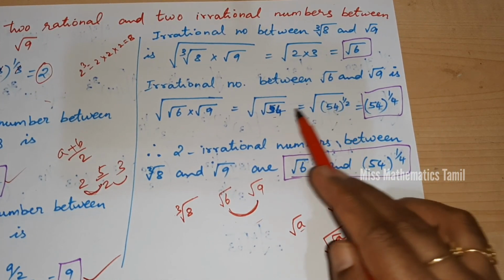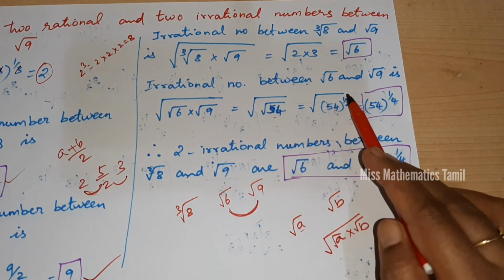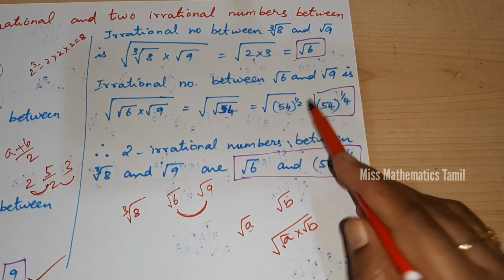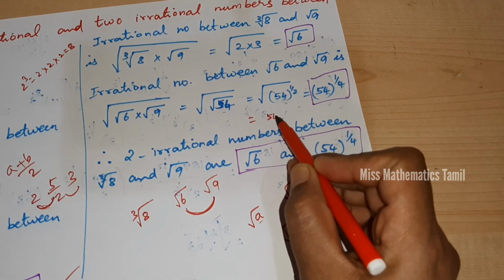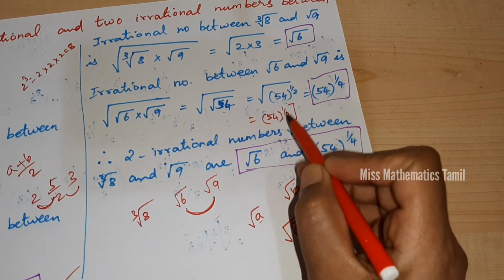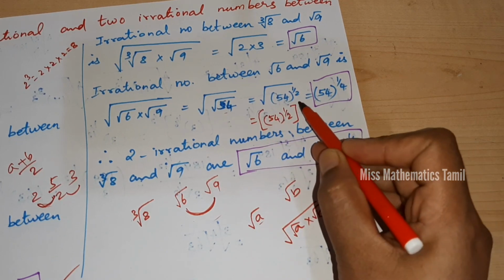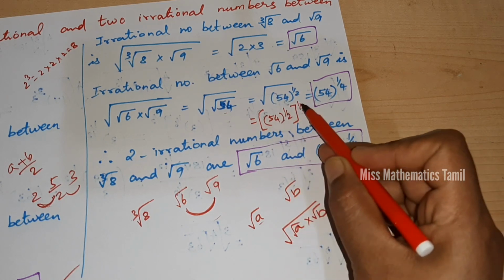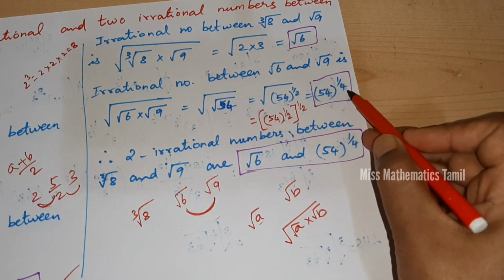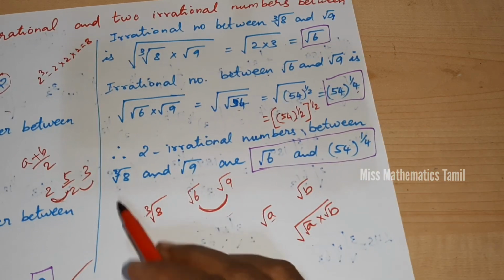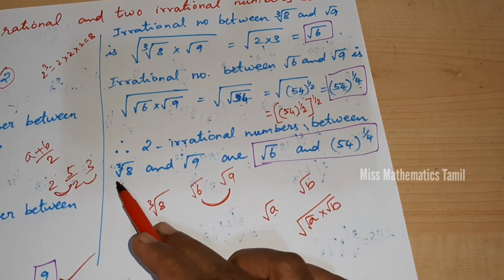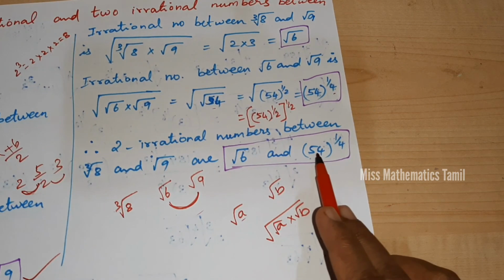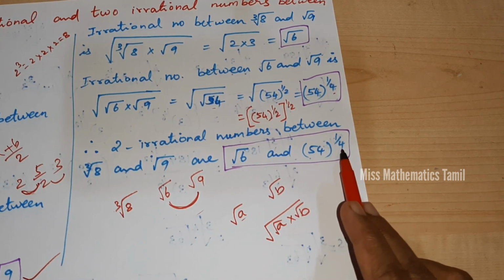So how will we write it? Instead of root 54, 54 the whole power of 1 by 2. Again this root I am going to write as 1 by 2. After this, 54 the whole power 1 by 2. Again this big root I am going to write as 1 by 2. So 54 into power 1 by 4, 54 to the power of 1 by 4. Therefore, two irrational numbers between cube root of 8 and root 9 are root 6 and one more, 54 to the power of 1 by 4.